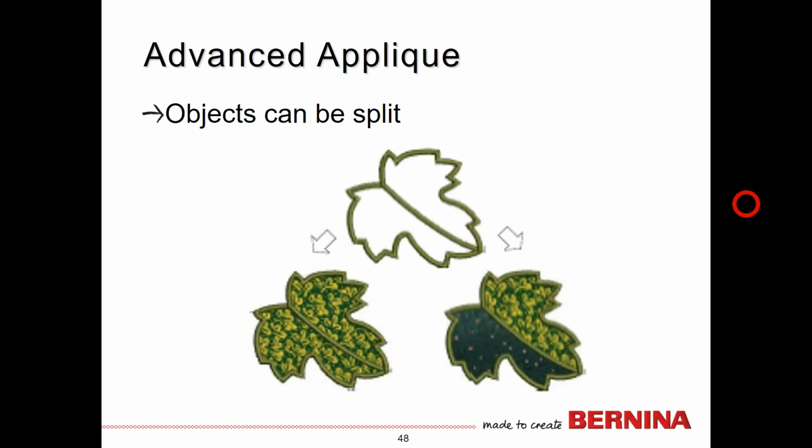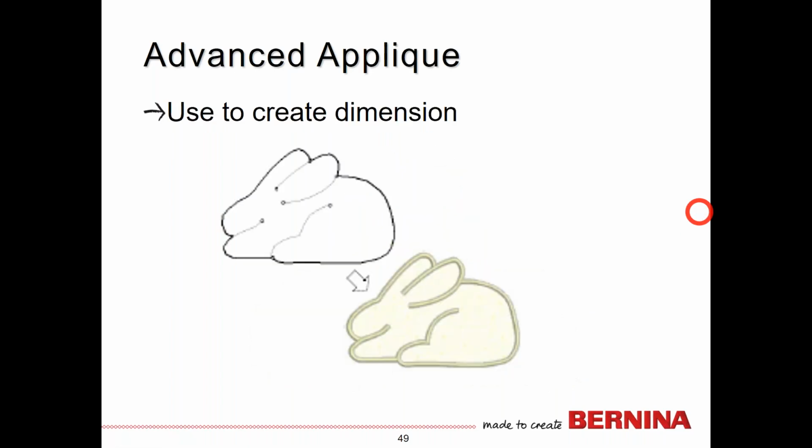With Advanced Applique, your objects can be split, so you can do an open object down the center and then a closed object. So it allows you to add different fabrics to each side of the leaf, for example. This bunny was created with just the open tool, and the open lines within the bunny create dimension for your applique design.